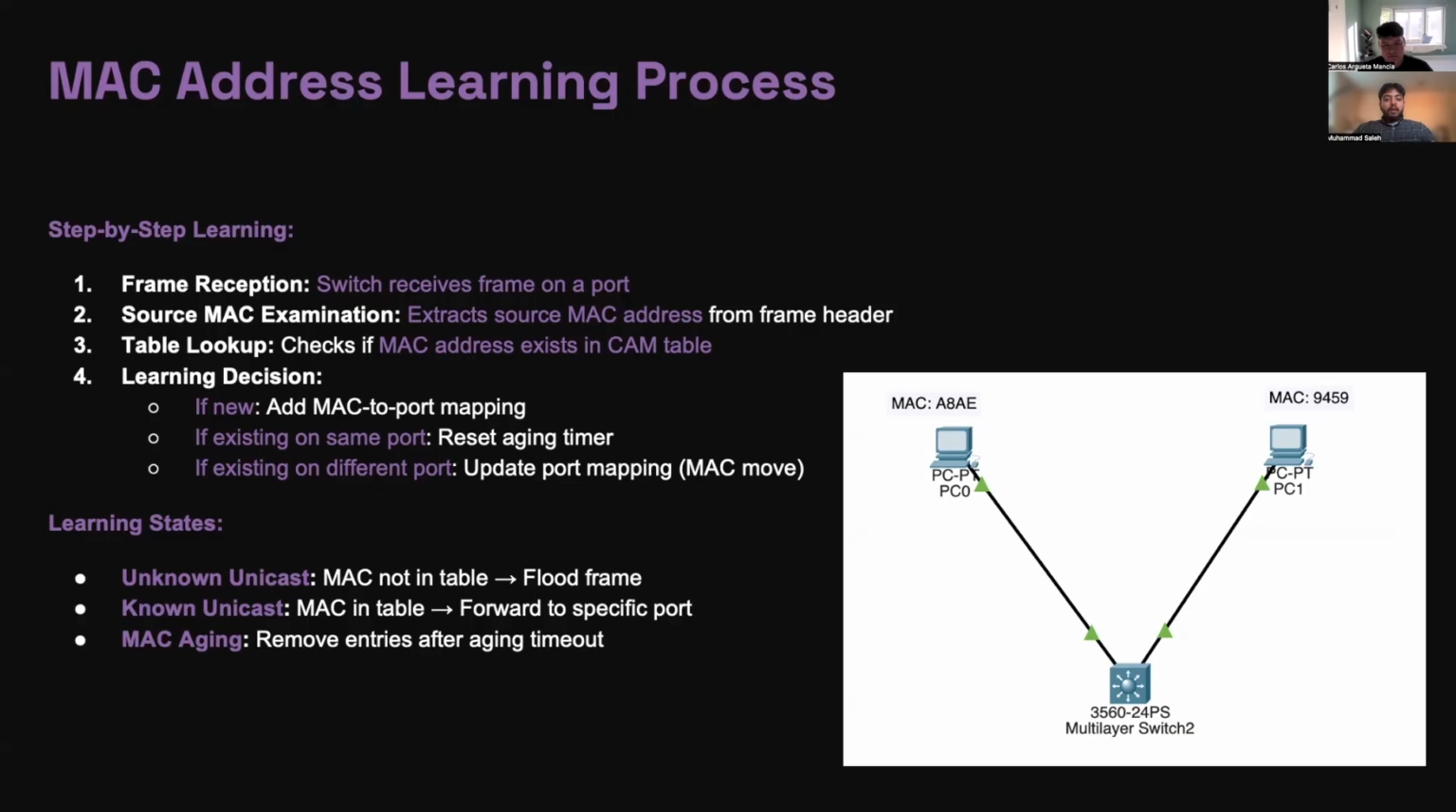If it's a known unicast, then that means that the destination MAC address is already in the table. So it will just send the traffic directly to that port or that device.